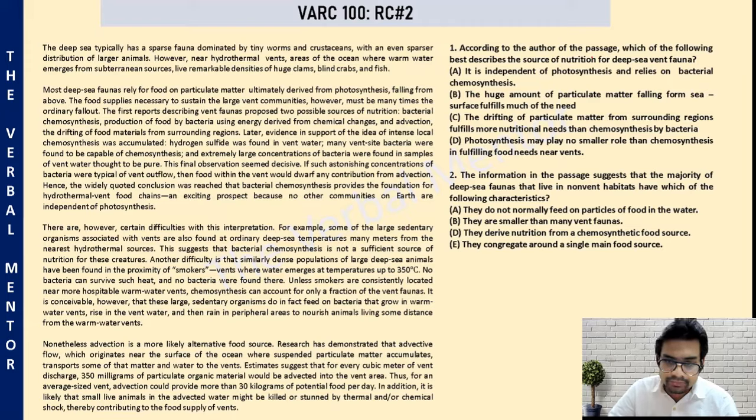According to the author of the passage, which of the following best describes the source of nutrition for deep sea vent fauna? Advection is the source of nutrition. And please note one important link that the author does not explicitly state. He says advection is basically drifting of food particles from the surface of the ocean towards the vent areas. And these food particles, particulate matter, are nothing but a product of photosynthesis, which means the author is saying bacterial chemosynthesis might be a source of food, but it is insufficient. Ultimately, through advection, photosynthesis is involved as a source of food supply.